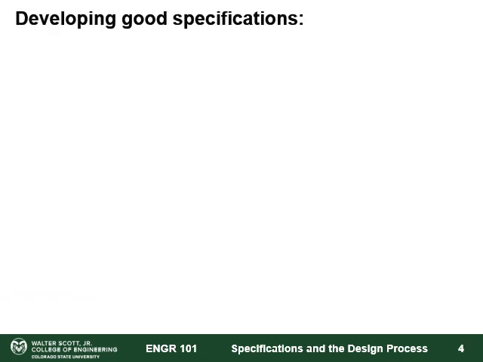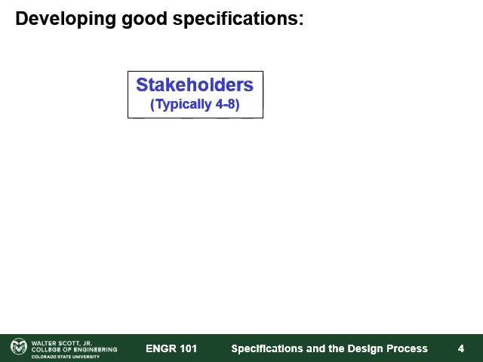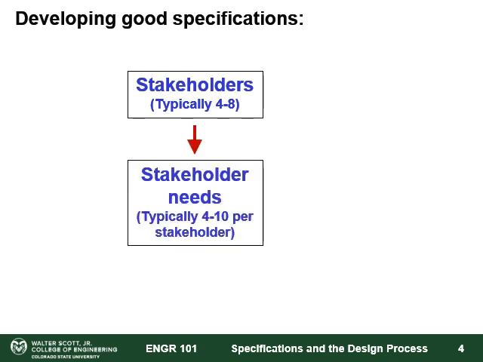Okay, so let's talk about how you develop good specifications. The process begins by identifying stakeholders. Typically, you're going to have between 4 and 8 stakeholders, and what you need to do for those stakeholders is identify their needs, which is typically going to be between 4 and 10 needs per stakeholder. How do you do that? You do that through the research that you do.